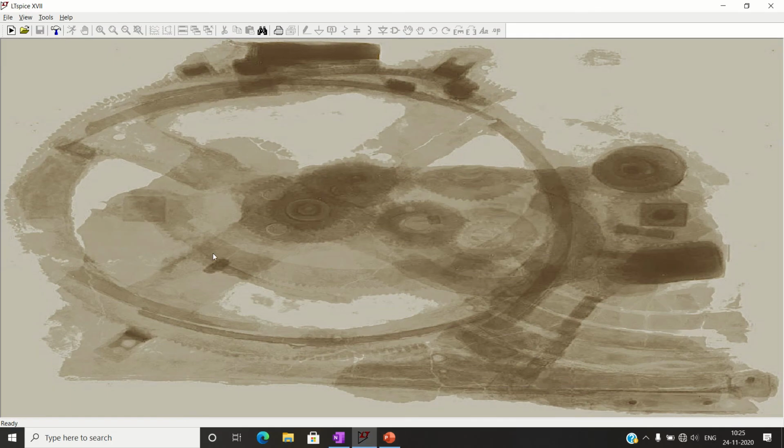So this is one tool which we have, what is called LTspice. It is an open source tool, and you can download it freely. We will use this to simulate the behavior of the circuit we just now saw. So I will just open a new file.